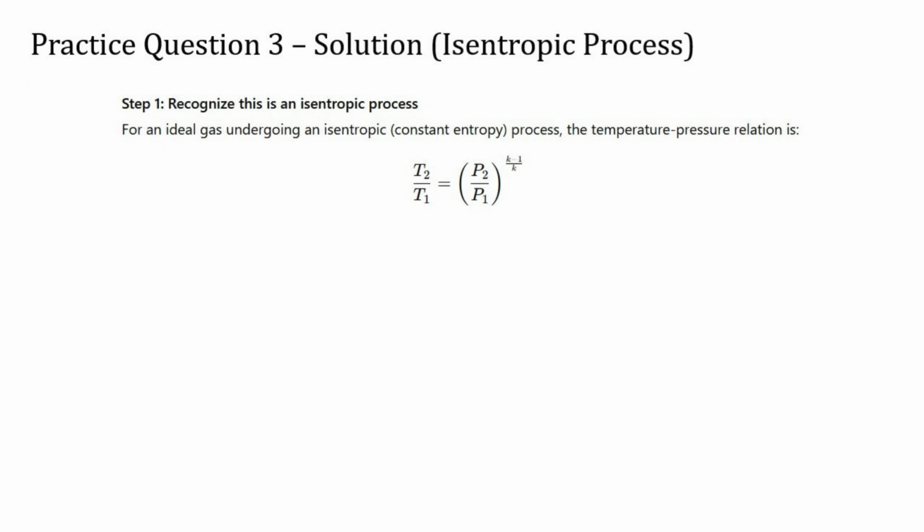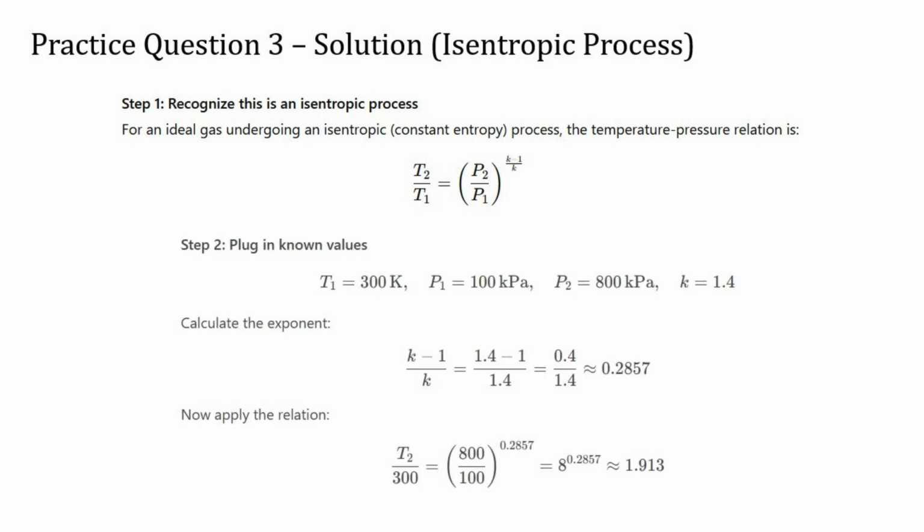We begin by recognizing that the process described is an isentropic compression involving an ideal gas, meaning the entropy remains constant throughout. In such a case, there's a direct relationship between the temperature and pressure at the initial and final states. Here, the given values are the initial temperature, initial pressure, final pressure, and the specific heat ratio.